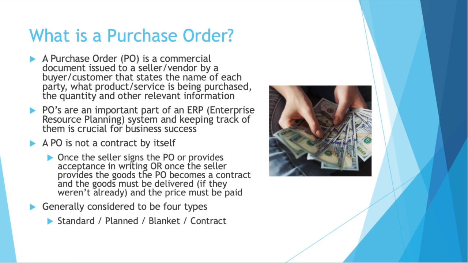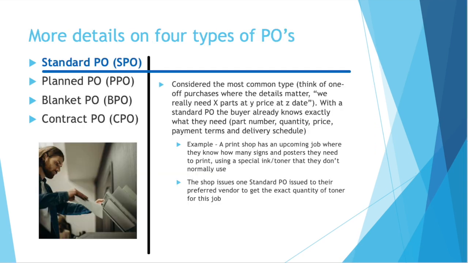the buyer. In general, there are four types of purchase orders: standard, planned, blanket, and contract. Standard purchase order, SPO. Consider the most common type. Think of one-off purchases where the details matter. We really need X parts at Y price at Z date.